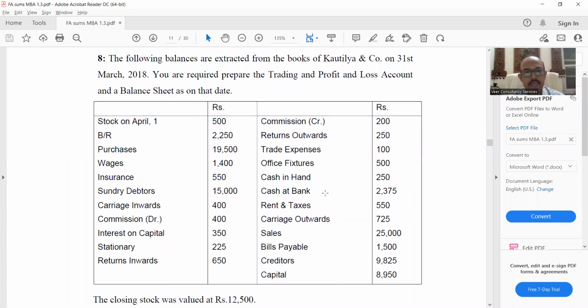Cash in hand, cash in bank, both are our assets. It will go on the same side. It will go in the balance sheet on the asset side. So make a note over there. Write it here once. It's cash in hand and cash at bank, both are assets. Go in the balance sheet on the asset side.